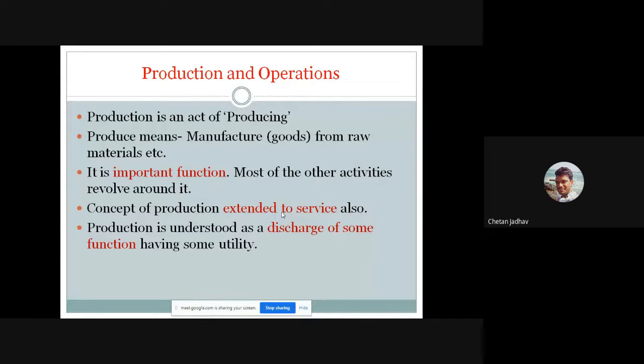After that, we have to take care of the services of that product as well as the customer. So it is under the production part of production management. Production is understood as a discharge of some function having some utility. If we have produced one mechanical equipment or mechanical part in the manufacturing or production industries, then after that part is sold, we have to take care of each and everything regarding that part, which has functional and non-functional parts. Like this, we have to take care of the customer feedback and customer review as per the product.